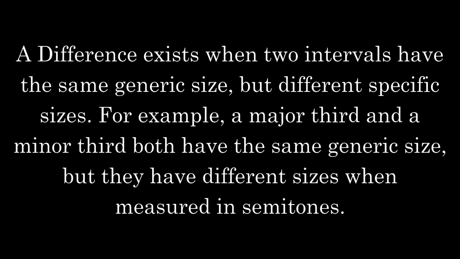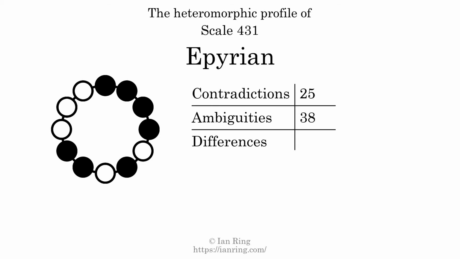A difference exists when 2 intervals have the same generic size, but different specific sizes. For example, a major third and a minor third both have the same generic size, but they have different sizes when measured in semitones. The number of differences in this scale is 102.